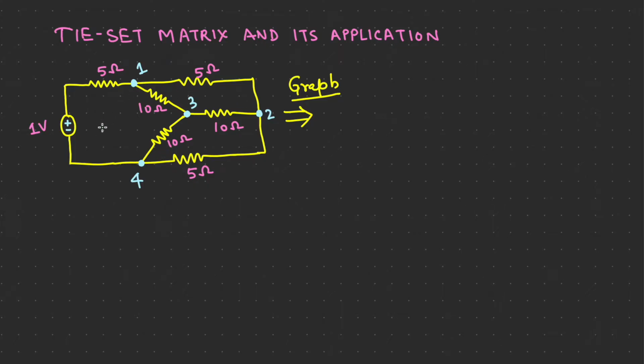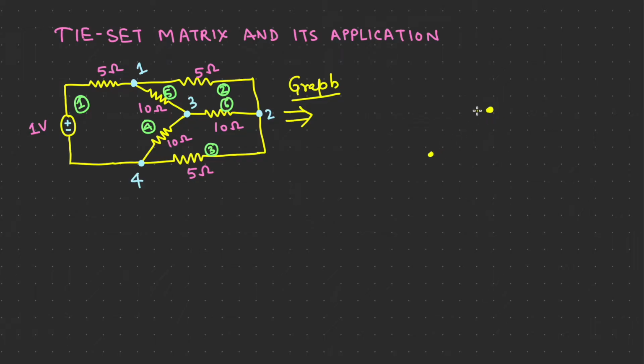Now let us highlight the branches. The first branch will be this branch, then the second branch we can take as this 5 ohm, the third branch I can take this 5 ohm, so this is the third branch, then I can take 10 ohm, 10 ohm and 10 ohm as the 4th, 5th and 6th branch. So let us draw these 4 nodes and try to convert it into the graphical form.